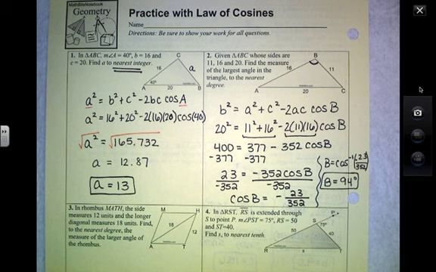So this is not by any means everything that has to do with law of cosines and law of sines, but here's a good sampling, and we'll look at some more examples next class.